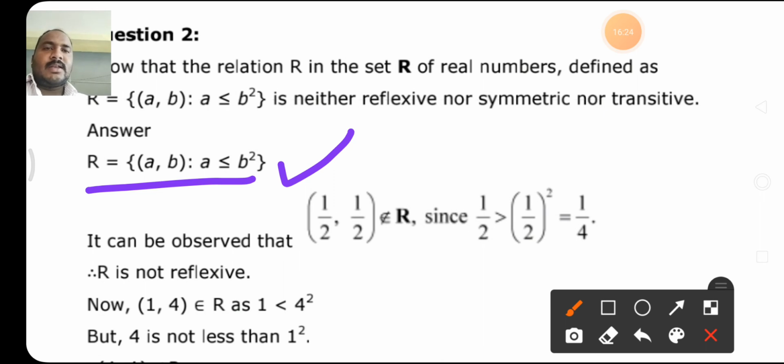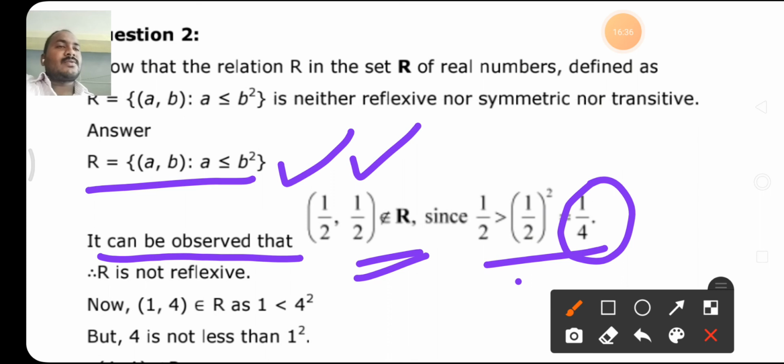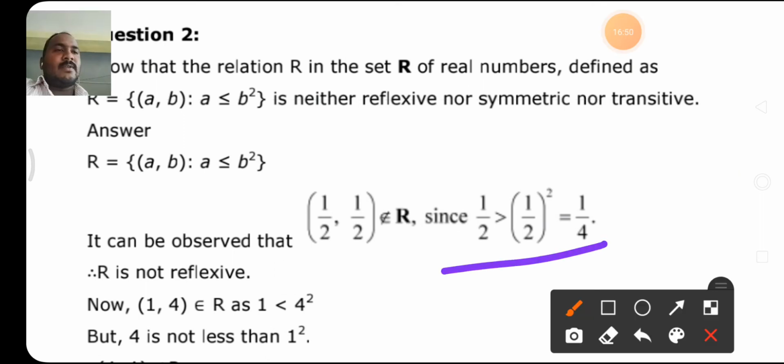It can be observed that (1/2, 1/2) does not belong to R, for this reason: 1/2 is greater than (1/2) square. (1/2) square is equal to 1/4. Here 1/2 is equal to 0.5, and 0.5 is greater than 0.25, which is 1/4. Therefore, because of this, R is not reflexive.